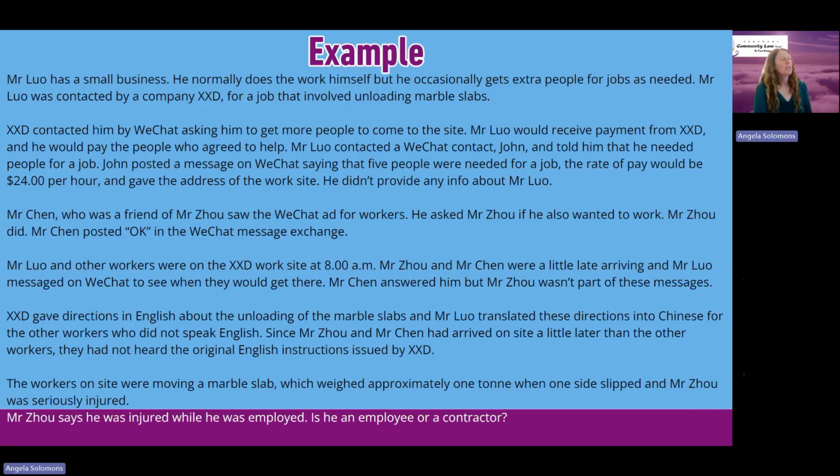Okay, so we've got a situation. Mr. Zhao has turned up to a work site on the basis of some messages that he and a friend have responded to. And in the course of doing the work that morning, he gets seriously injured. He's so injured, he actually spends 3 months in hospital. So this is a very serious injury.